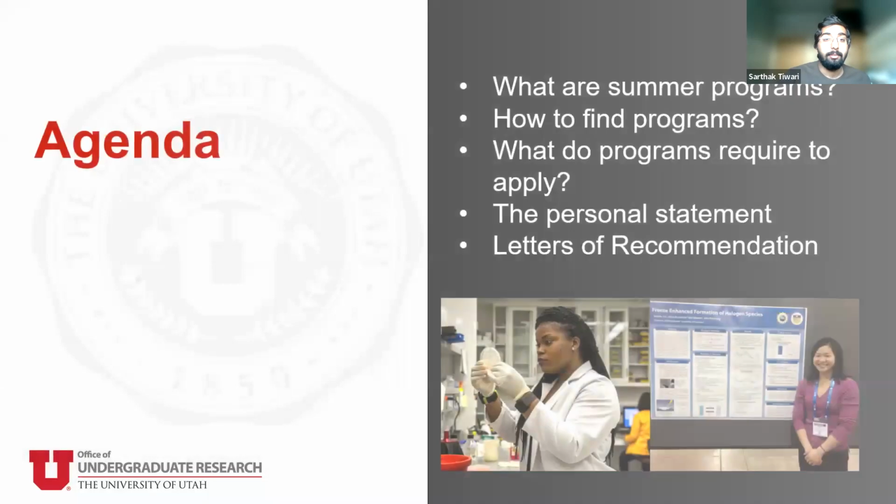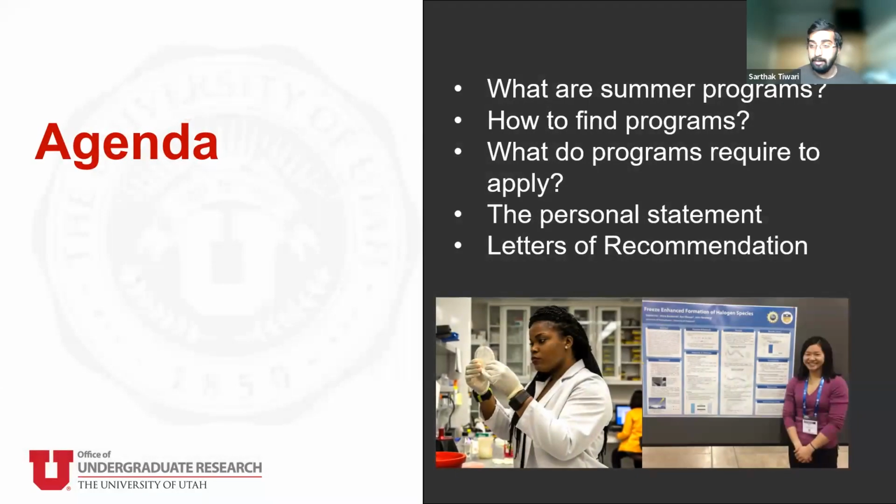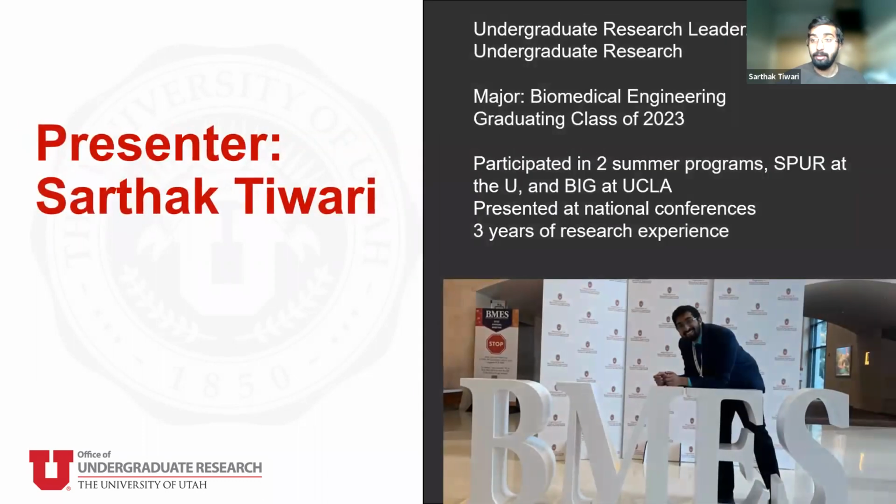So just for a brief agenda, these are the main things we're going to be going over. The first thing is, what are summer programs in general? And we'll talk about how to find them, different kinds of programs, and what they require for applications. Then we'll go over two of the main things for applications, which are personal statements and letters of recommendation.